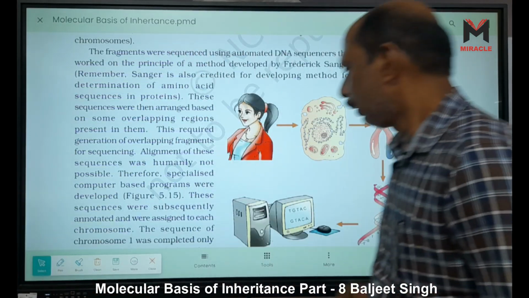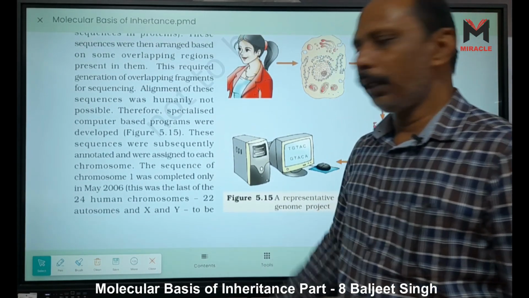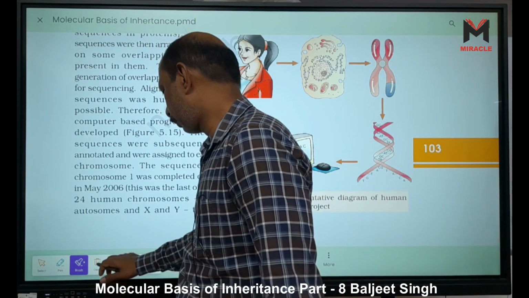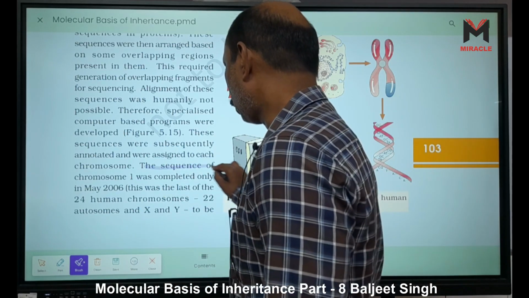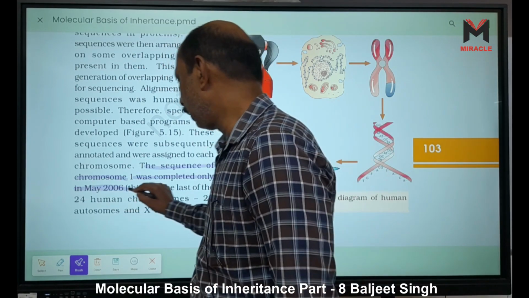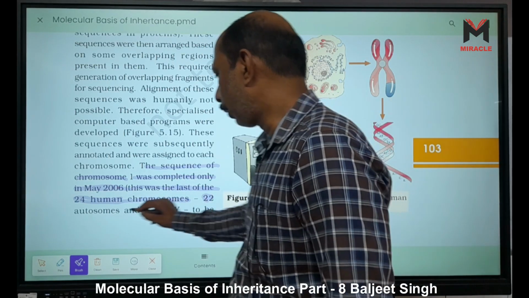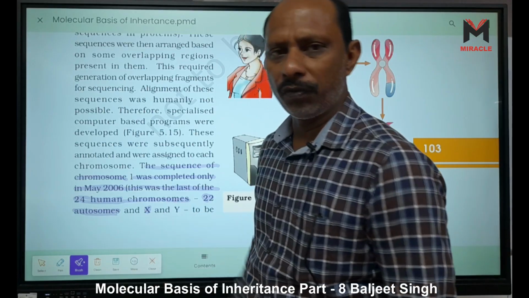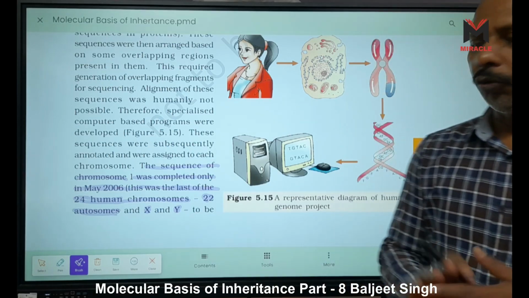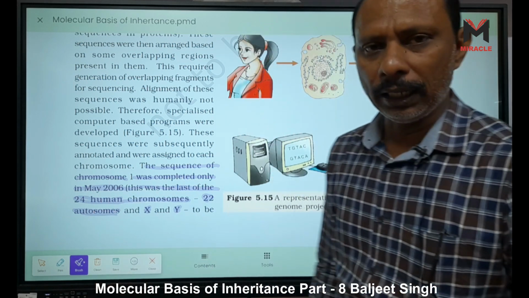right? The sequence of chromosome 1 was completed only in May 2006. This was the last of the 24 human chromosomes: 22 autosomes, 1 X which is in female, and 1 Y. The 22, 23 and 24 human chromosome sequence was completed in May 2006, as I tell you.